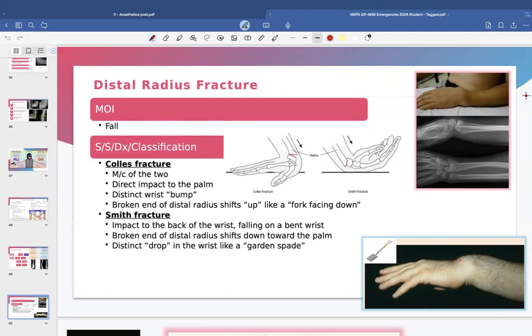This is actually your Smith. Here's your pitchfork. Here's your shovel. Level for your Smith fracture. So that's if you're going down like this.